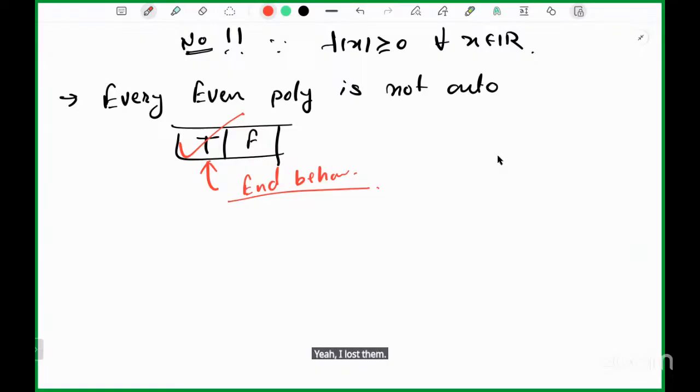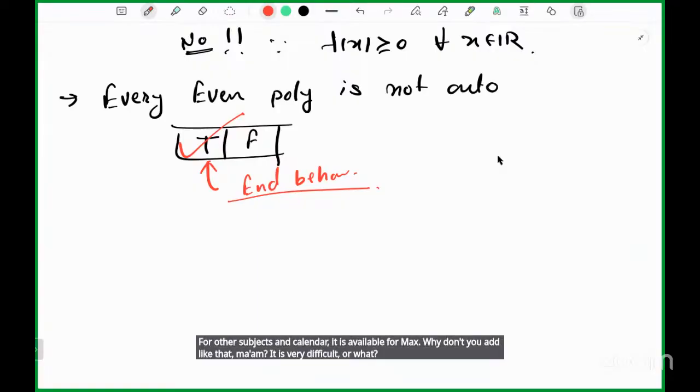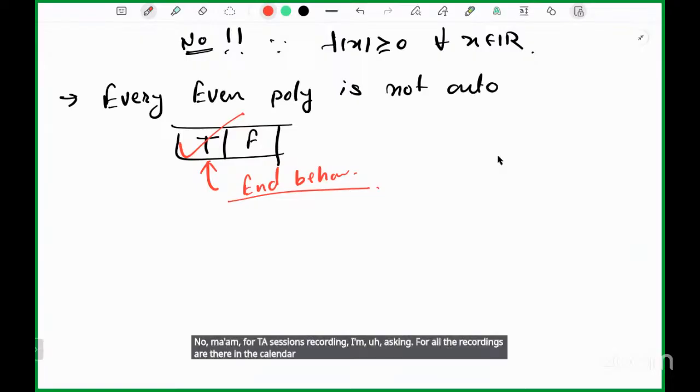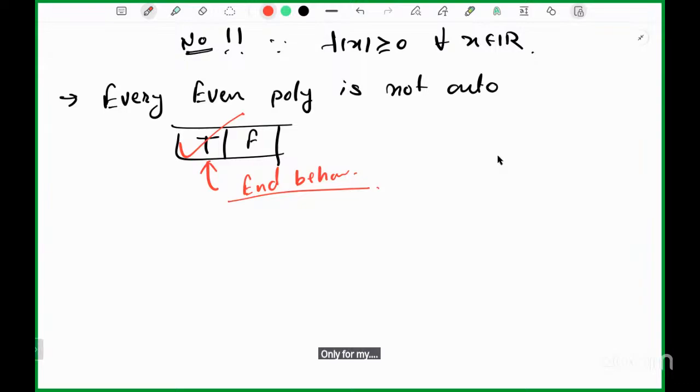For previous TA week recordings also, I have mentioned them a couple of times, but I'll mention it tomorrow. For other subjects, in the calendar it is available, ma'am. For maths, why don't you add it like that? Is it very difficult? I'm asking for TA sessions recordings. All the recordings are there in the calendar itself; only for maths they should paste at least a link there. Yeah, I'll inform the TAs. At least they can put it by themselves.